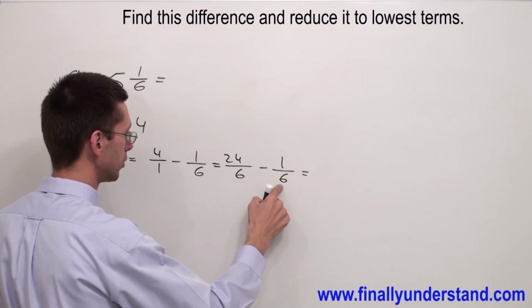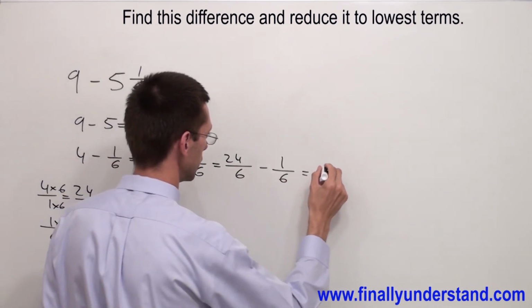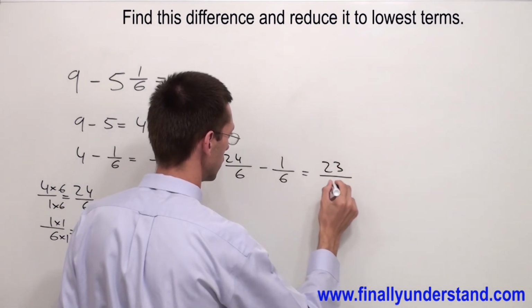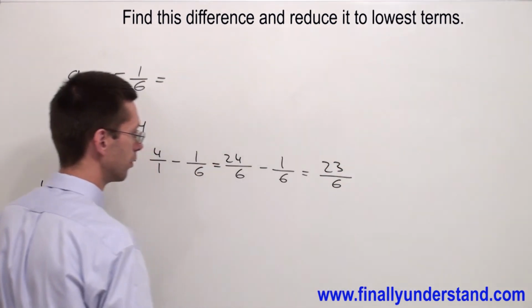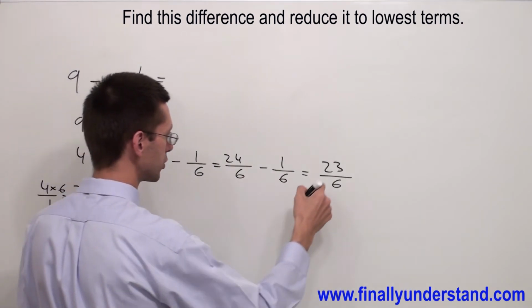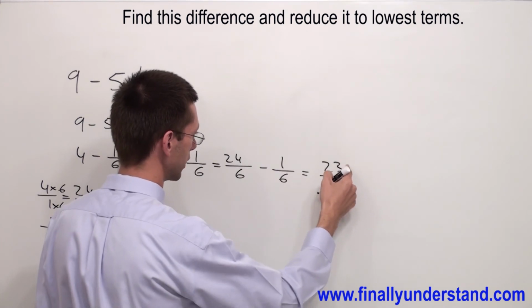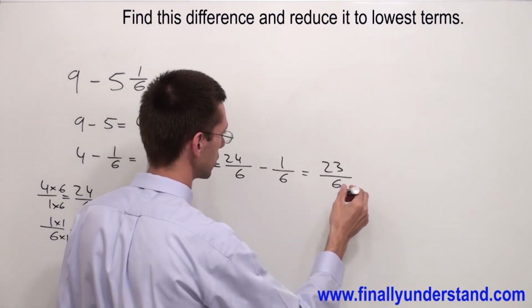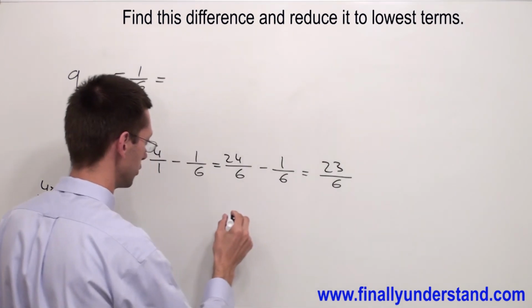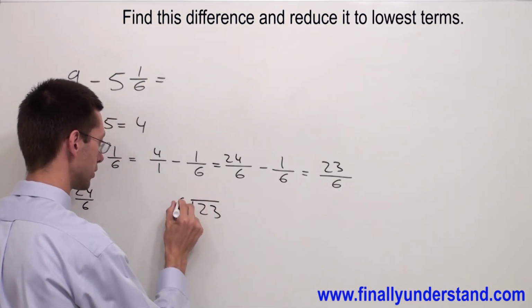The same denominator, I can subtract the numerators. 24 minus 1 is 23 over 6. Now, this is an example of an improper fraction. I'm not seeing any factor which I can use to reduce this fraction, so I'm going to perform the long division. I have 23 divided by 6.